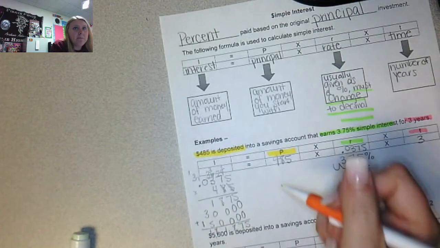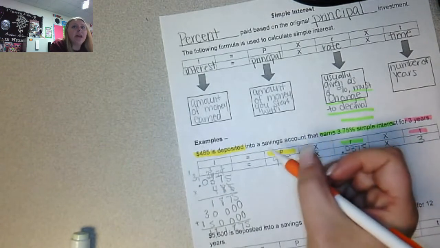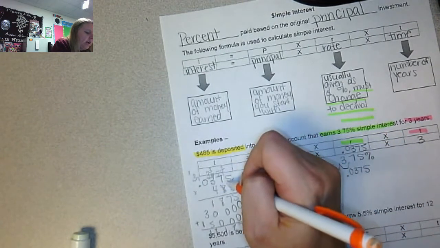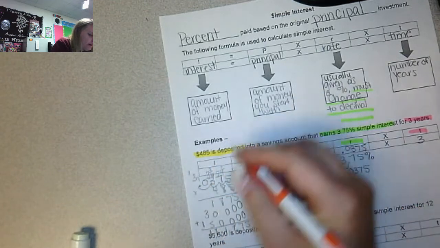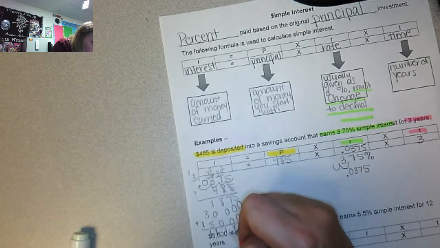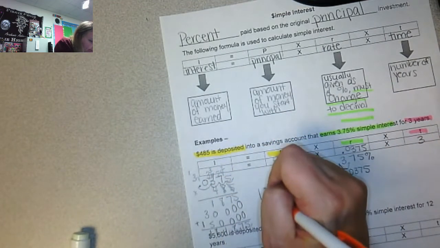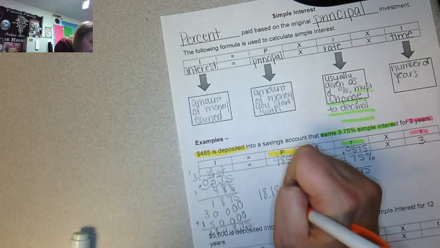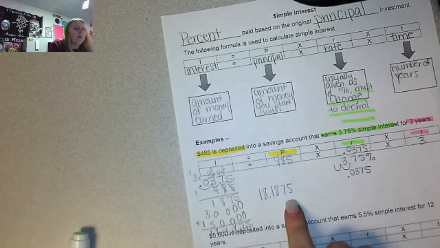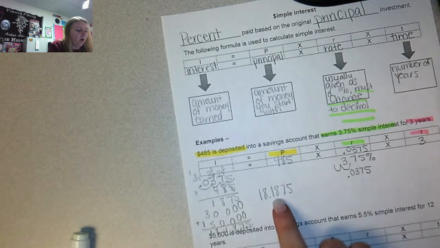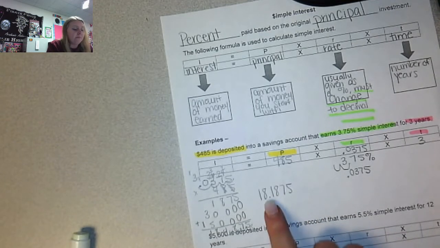After you multiply, make sure you go through and add your decimals. So I'm going to count: 1, 2, 3, 4. 1, 2, 3, 4. So I'm at 18.1875. Now, we usually don't have our cents go all the way this far out. Usually we just go to the hundredths place.